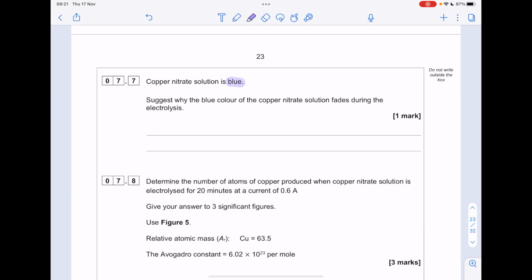Copper nitrate solution is blue. Suggest why the blue colour of the copper nitrate solution fades during the electrolysis. It's because what's making it blue is those copper ions, and remember they're being discharged to produce copper, so effectively they're no longer there in solution.